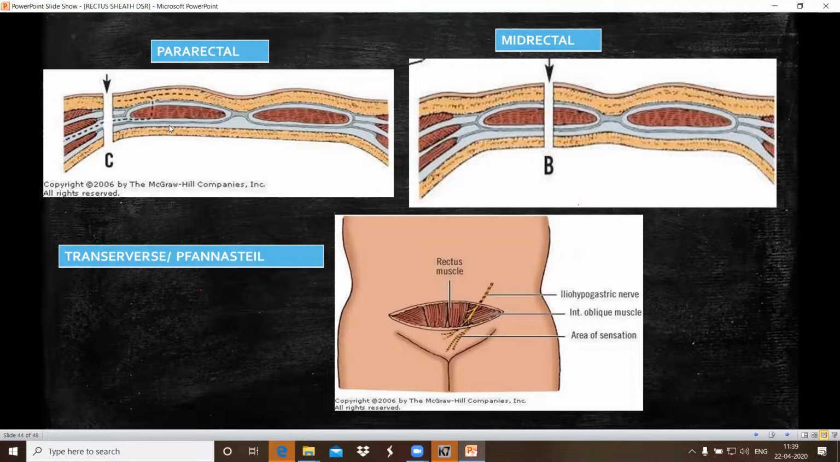Next is pararectal. This is lateral to the rectus abdominis muscle. This diagram, C, is showing the pararectal. Then is midrectal, that is at the middle level of the rectus abdominis muscle. And one more is the transverse incision. Below the umbilicus or above the umbilicus we can give it, but below the umbilicus the transverse incision is very common. That is the Pfannenstiel incision. Generally it is used for uterine surgeries and ovarian surgeries.